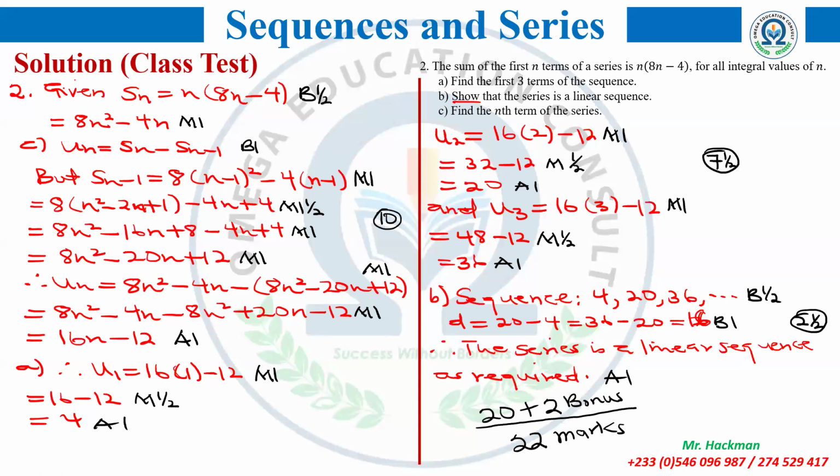So for the B, what if you wrote the sequence by your conclusion? You wrote that therefore the sequence is linear since there's a common difference, which is 16. Yes, you need to write that, but "as required" must come. If there is no "as required", I won't give you the A1, because remember I told you that in every show question, what are you supposed to attach? As required. As required. So I need to train you the right way.